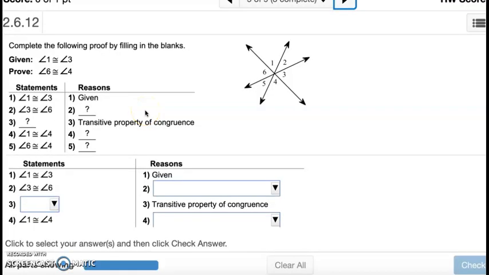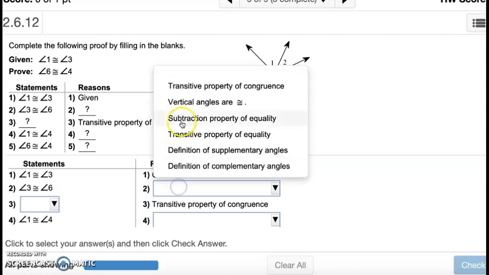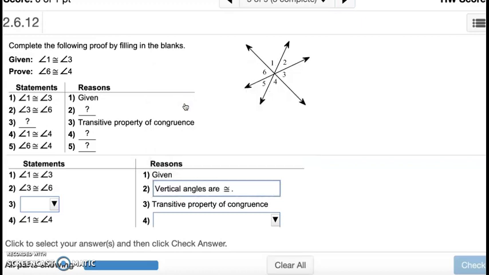Number 5. Complete the following proof by filling in the blanks. We're given angle 1 is congruent to angle 3, and we're trying to prove that angle 6 is congruent to angle 4. So, statement 1 is our given. Angle 1 is congruent to angle 3. But now we have angle 3 is congruent to angle 6. Looking at them, they are vertical angles. So vertical angles are congruent. So that's why we can say number 2.